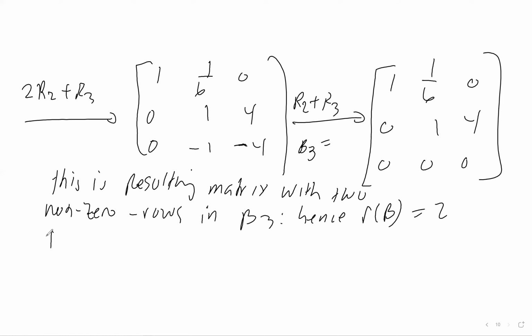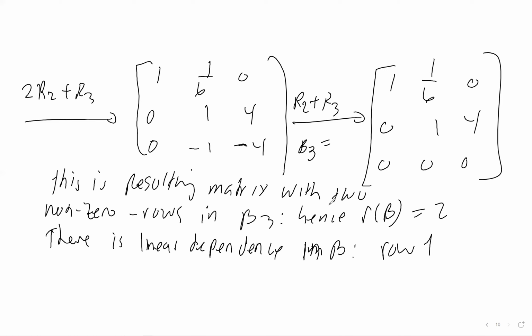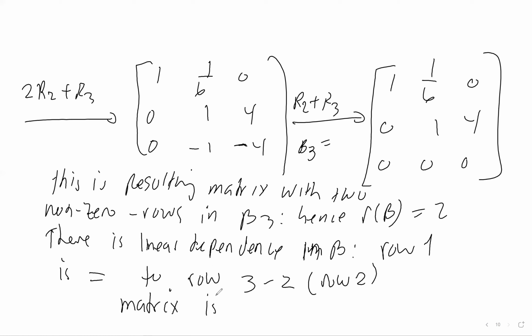And there is a linear dependence. This means that there is linear dependence in B. If you take row 1, which is row 1, is equal to row 3 minus 2 row 2, then we can conclude that matrix is singular. I think that should be enough for you to prepare for your midterm.